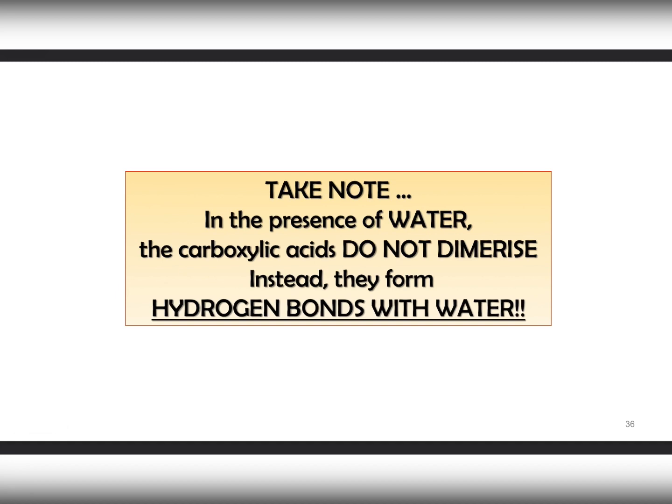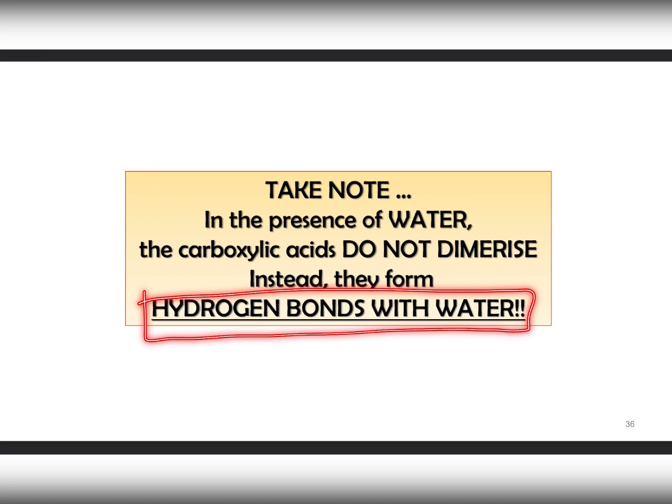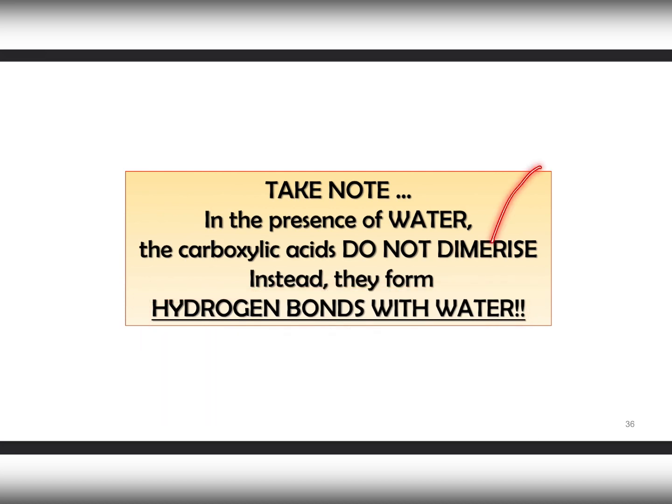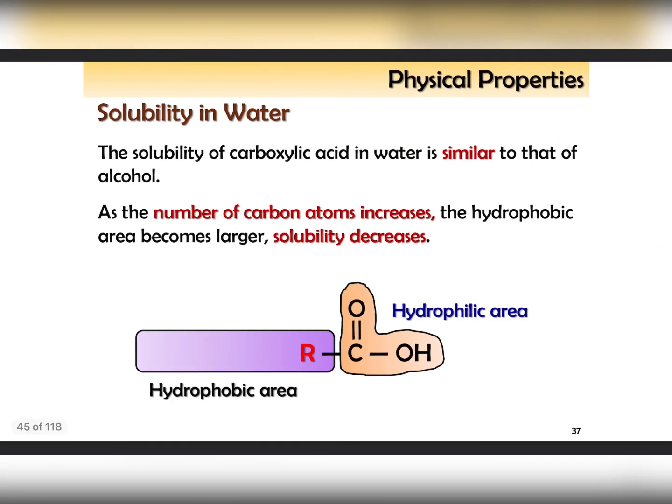Okay, so take note that in the presence of water, carboxylic acid tidak form dimer. Okay, dia hanya form hydrogen bond with water. So dimer ni dekat mana kita jumpa? Hanya dalam between the carboxylic acid. Okay, untuk tengok dia punya boiling point sahaja. Alright, so the solubility of carboxylic acid in water is similar to alcohol.